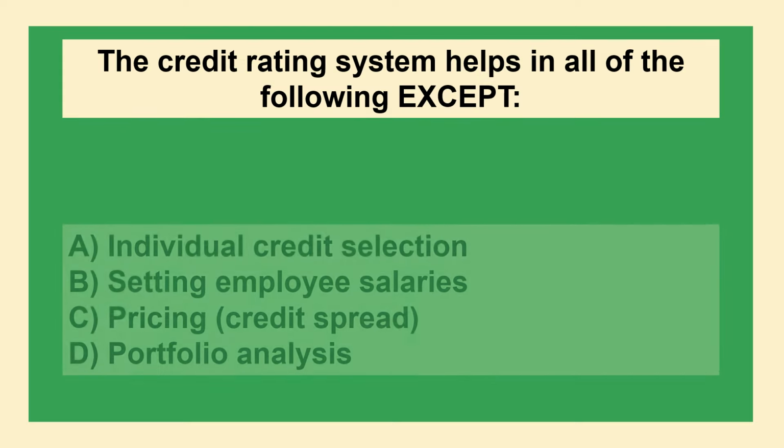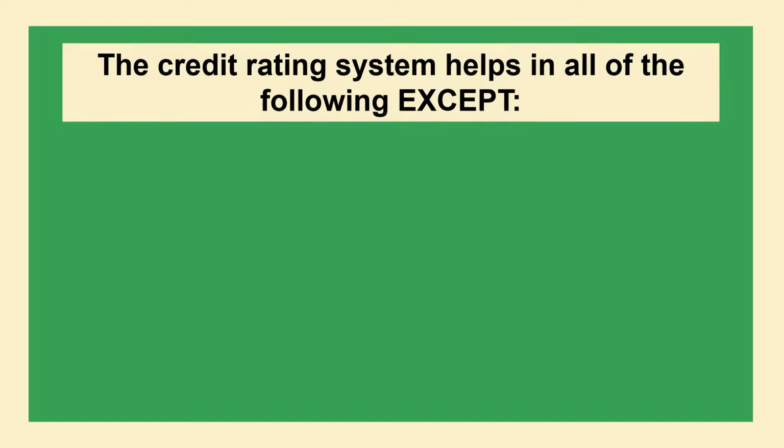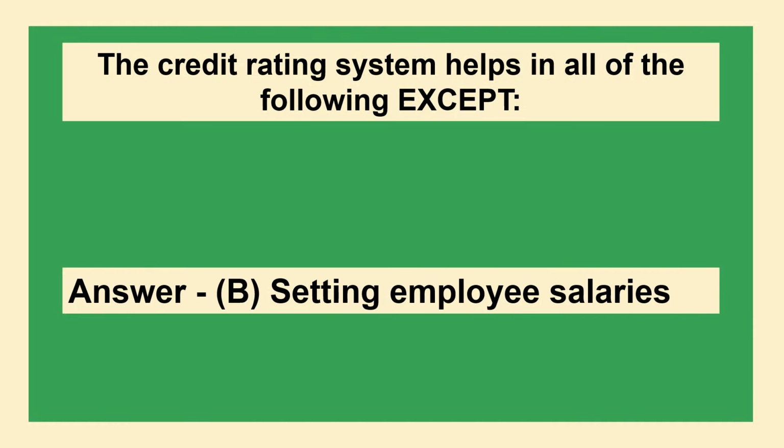The next question is, the credit rating system helps in all of the following except option A, individual credit selection, option B, setting employee salaries, option C, pricing, credit spread, or option D, portfolio analysis. The correct answer is option B, setting employee salaries.